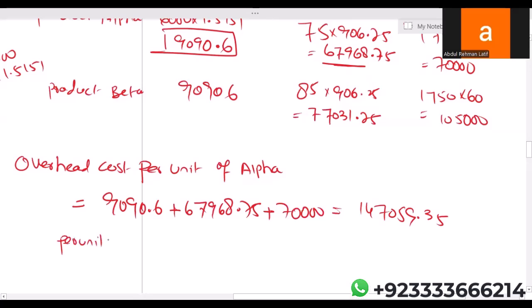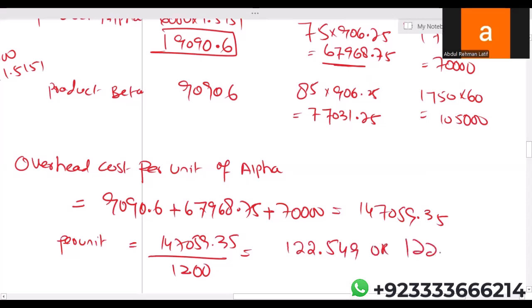Per unit. Under absorption costing, overheads per unit for product alpha will be 1,47,059.35 divided by 1,200 units, as product alpha has 1,200 units. I'm getting 122.549, or you can say 122.55 with a little bit of rounding off. Per unit overhead for product alpha is 122.55.